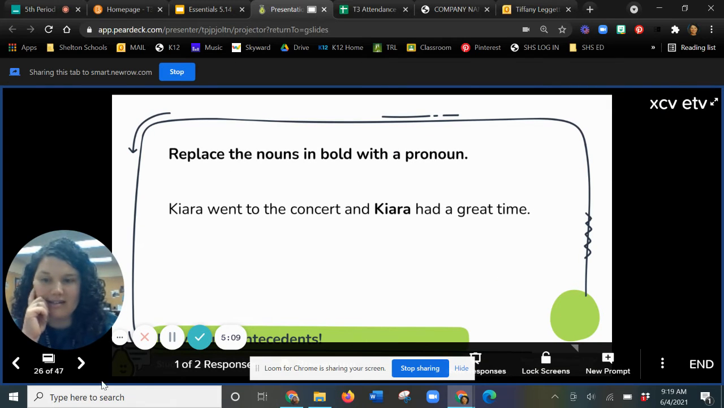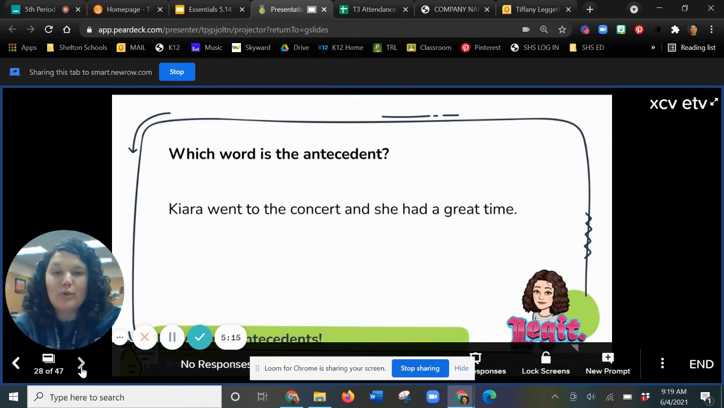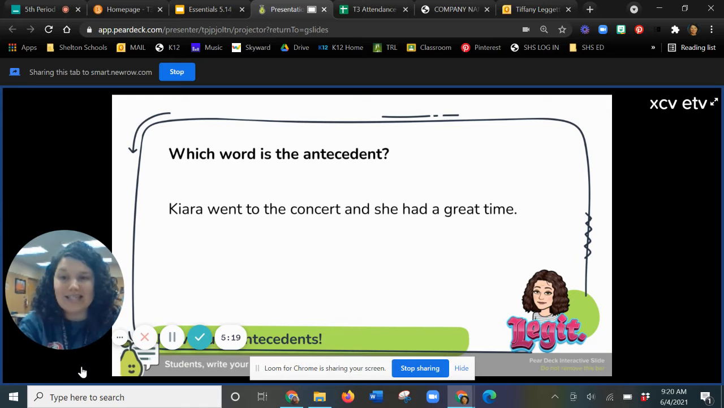You could say, Kiara went to the concert and she had a great time. So now here's the money question. Which word in the sentence is the antecedent? Kiara went to the concert and she had a great time. Which word is the antecedent?